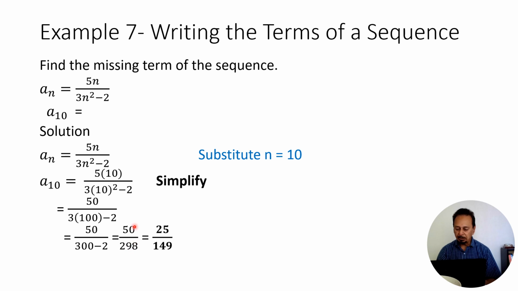Now we simplify. We can divide both numbers by 2. So we have 25 over 149. So that's the answer, the tenth term.